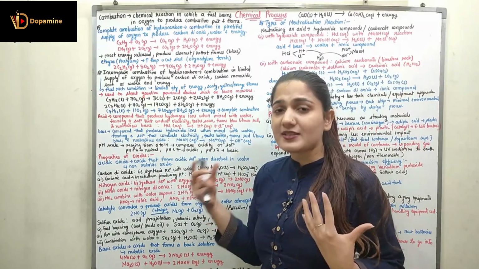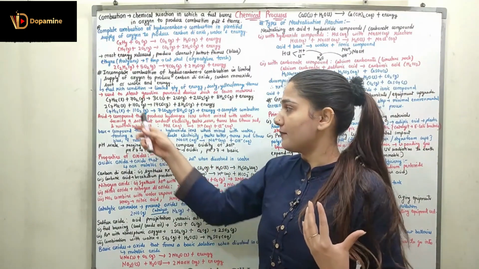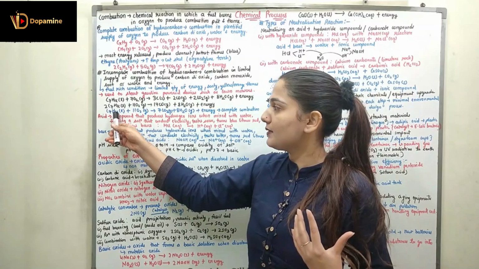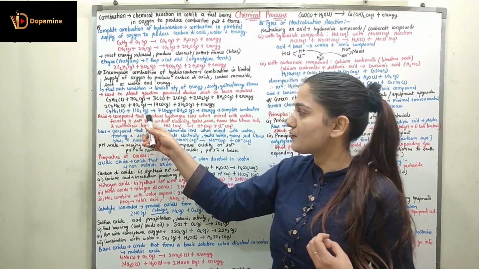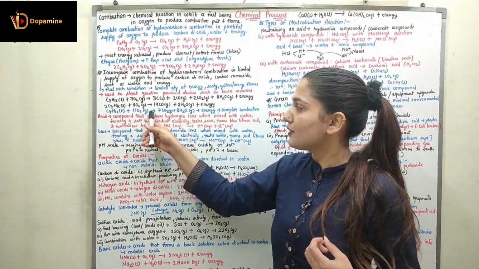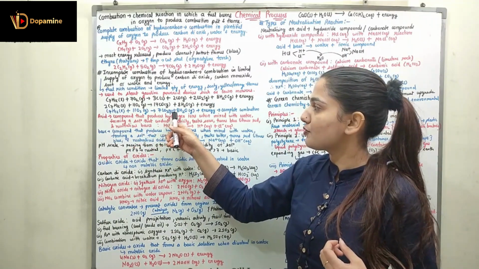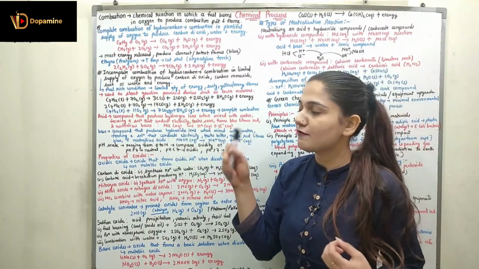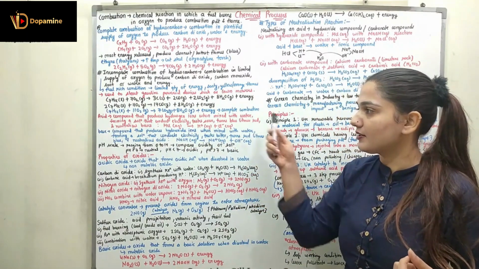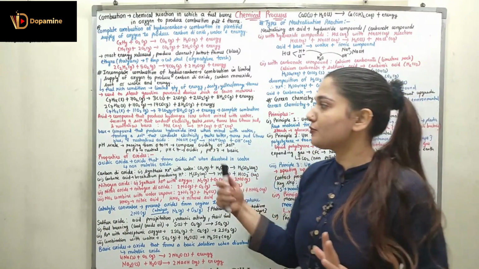So the products can vary in incomplete combustion, right? If I compare it with complete combustion, in complete combustion C7H16 in the liquid form is going to react with 11O2 in the gaseous form to form 7CO2 plus 8H2O plus energy. So only three products are formed, CO2, H2O and energy, in complete combustion. Now coming to the acids.